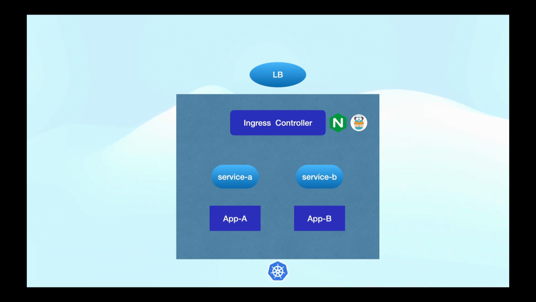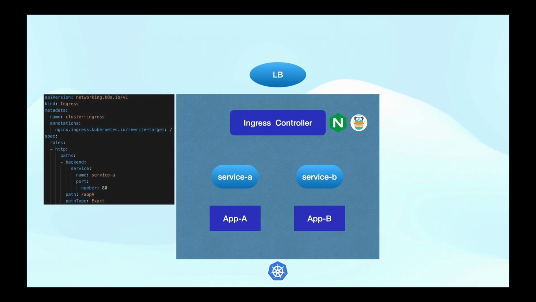Think of it as a bouncer at a nightclub that decides who gets in and who doesn't. There are various options available like Nginx, Traefik, or HAProxy. The next component is the ingress resource that contains the rules to define how incoming traffic should be routed. And the ingress controller uses these rules defined in the ingress resource to route incoming traffic to different services within the cluster.